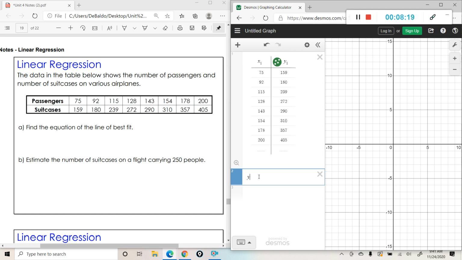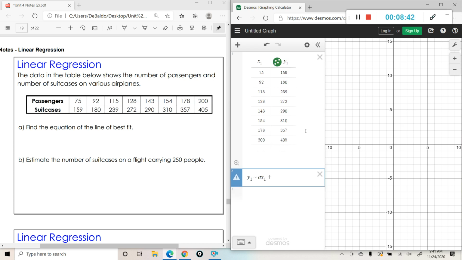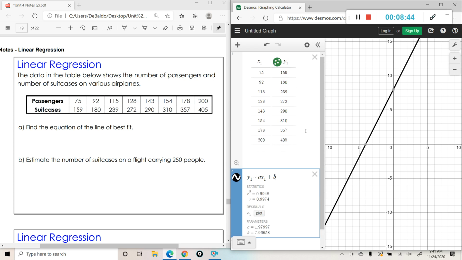We're going to type in a Y, and then I'm going to type in a little 1. And then I'm going to use this little tilde thing, and it's up in the top left-hand corner of your keyboard. And you might need to press Shift tilde to get that there. And then I'm going to type in AX1. You can see the line already starting to generate, and plus B. And you can see it looks like it's in the format of Y equals MX plus B.